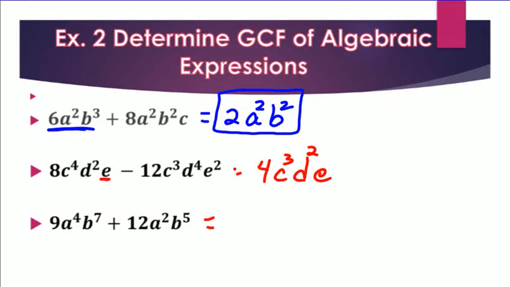And the next one here, the greatest common factor of 9 and 12 is 3. Greatest common factor of a to the 4th and a squared is a squared. And the greatest common factor of b to the 5th and b to the 7th is b to the 5th. So that would be our greatest common factor of that expression.